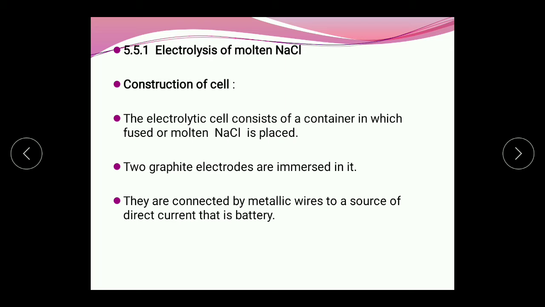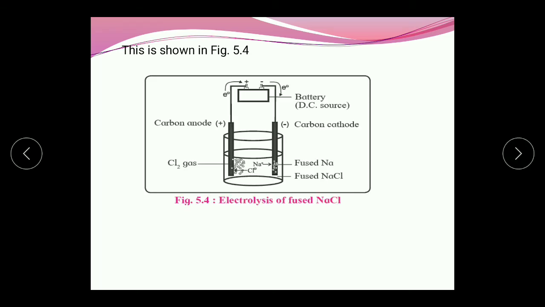Here, the name is electrolysis. Lysis is breaking. So we are going to break molten NaCl by using electricity. For that, these two electrodes are connected to a battery. Now we will see the figure that will explain it in a better way.